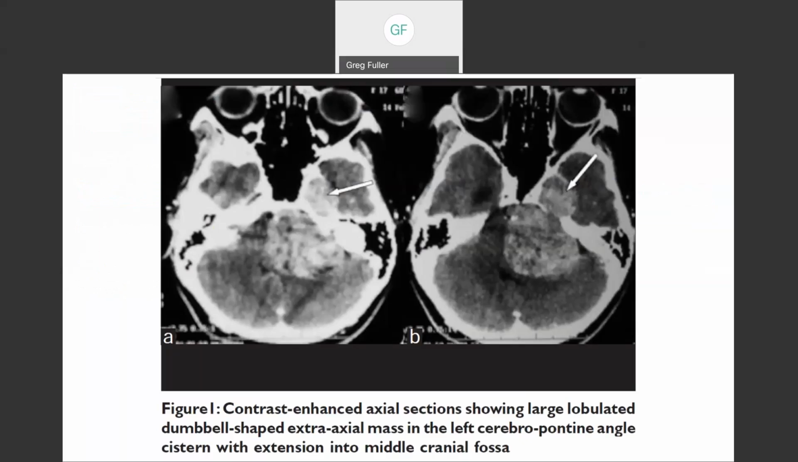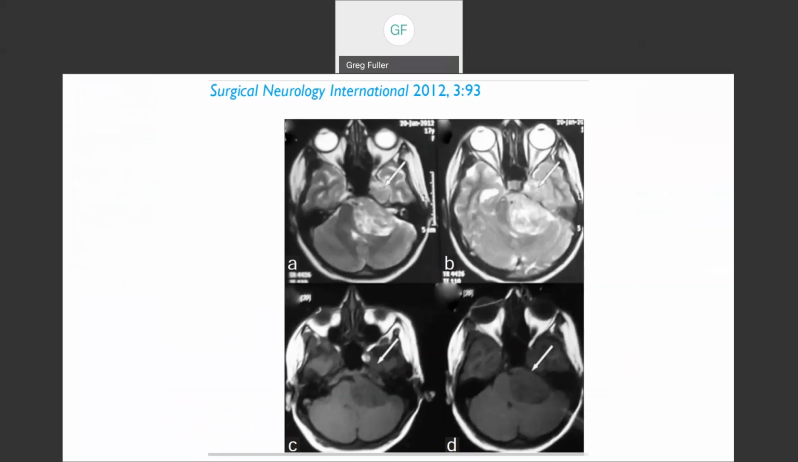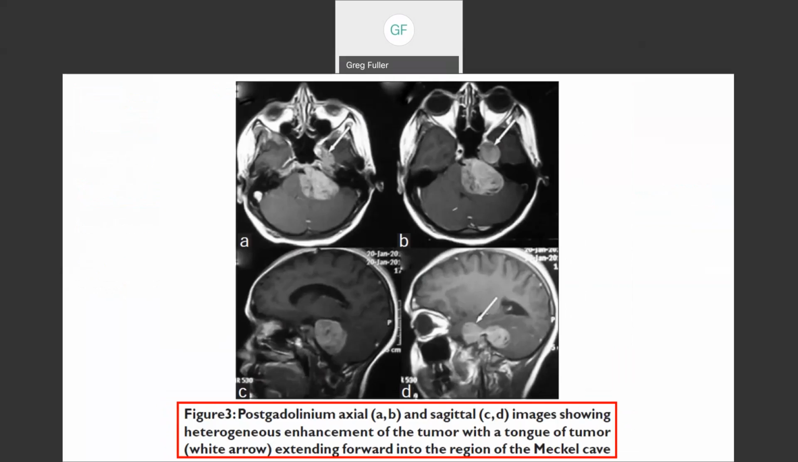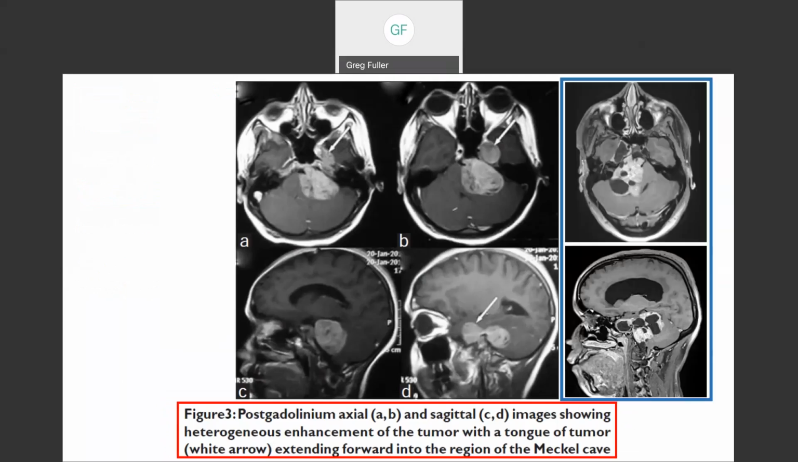It's in Meckel's cave. Contrast-enhancing axial section shows a large lobulated dumbbell-shaped extra-axial mass, left CPA with extension into the middle cranial fossa. All right, look at that. Look at the white arrow. Meckel's cave. Absolutely. Legend: post-gadolinium axial and sagittal images showing heterogeneous enhancement of the tumor with a tongue of tumor extending into the region of Meckel's cave. Absolutely. This is our case. The two little images I added to the right, you see their case, you see our case. Absolutely. It's there in the literature.